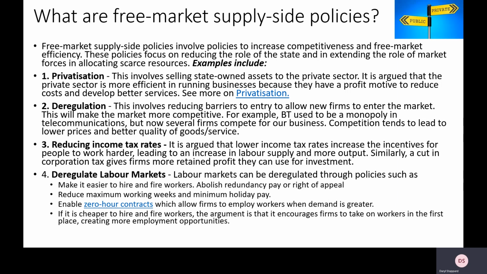The idea is if income tax rates are too high, then it's kind of disincentivizing people from working. So what we could do, if we were to reduce taxes, we're incentivizing more people to work. We're allowing people to keep more of their incomes from supplying their labour.